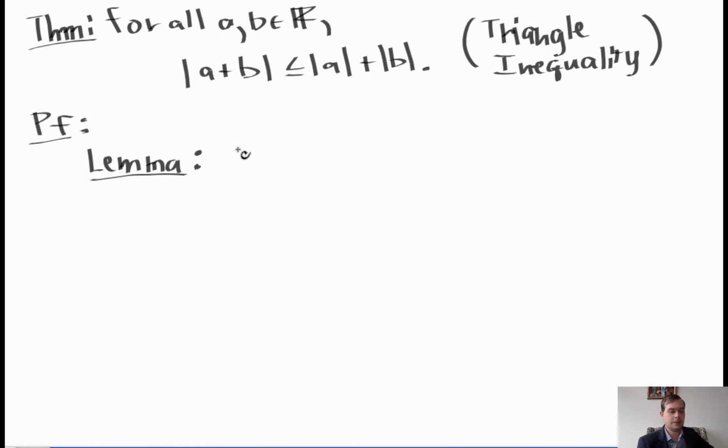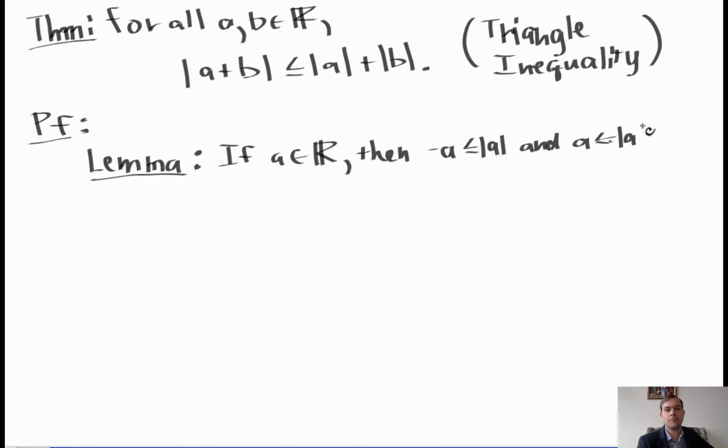So this lemma is going to say that if a is a real number, then minus absolute value of a is less than or equal to a, and a is less than or equal to absolute value of a. So that seems pretty reasonable. The proof, so this is a sub-proof of this lemma.